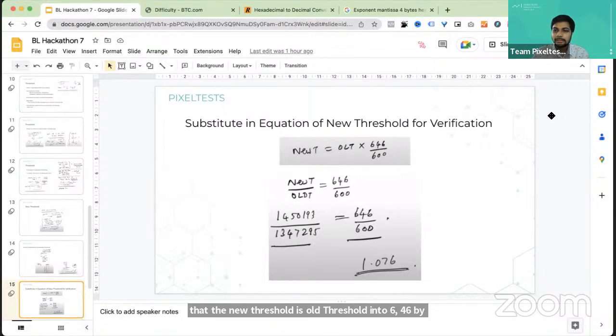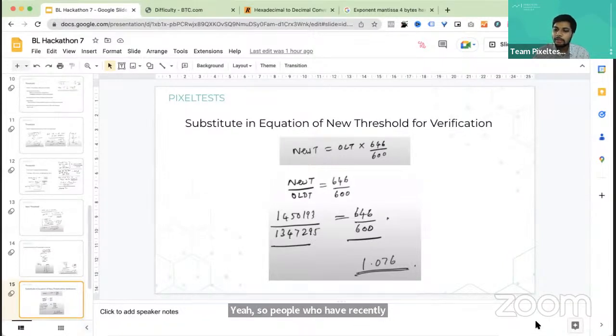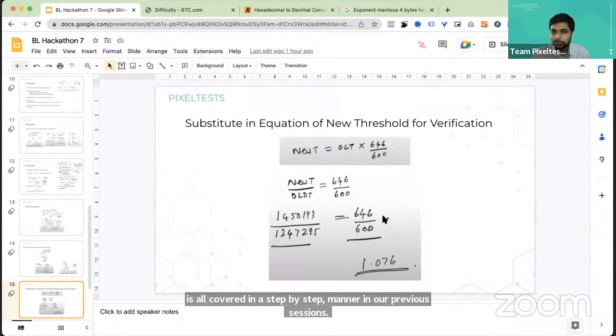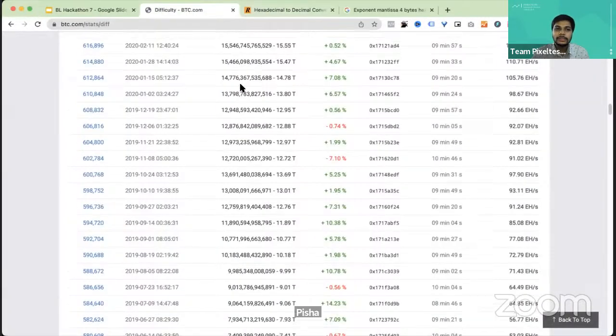So if you're clear, if you understood this, type U in the chat box. Yeah, so people who have recently joined, do not worry. This is all covered in a step-by-step manner in our previous sessions. So once you go there, it will become easier. Thank you, Prashant. Thank you, Ravindra sir. Thank you, Sujapa. Great.